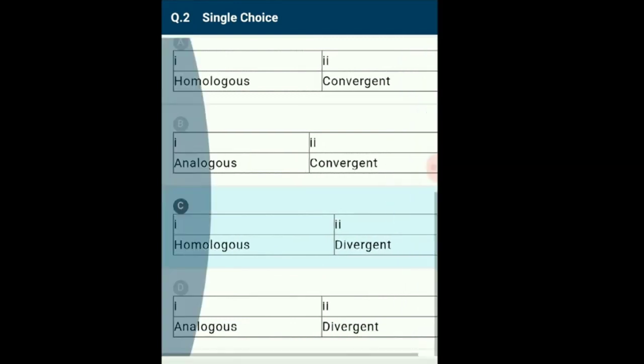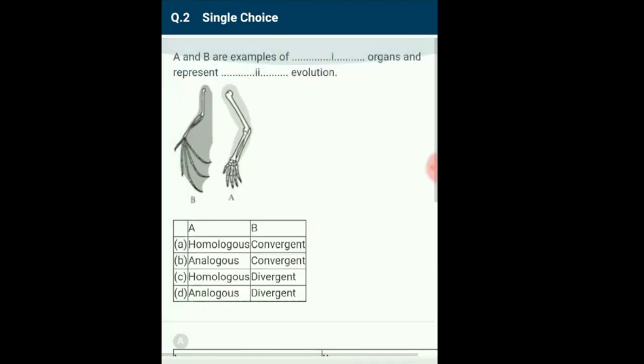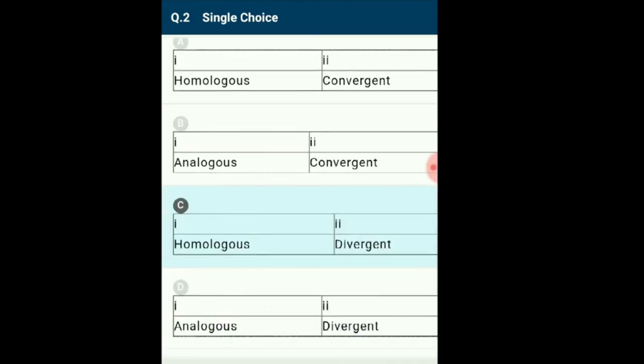Homologous, divergent. A and B are examples of homologous organs and represent divergent evolution. So the correctly matching option is C.